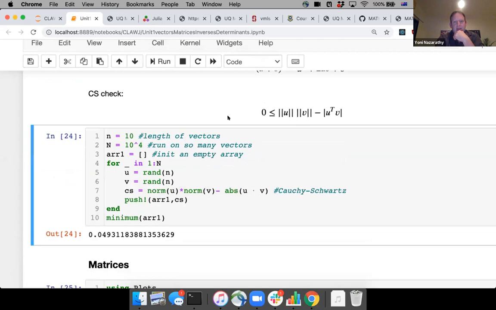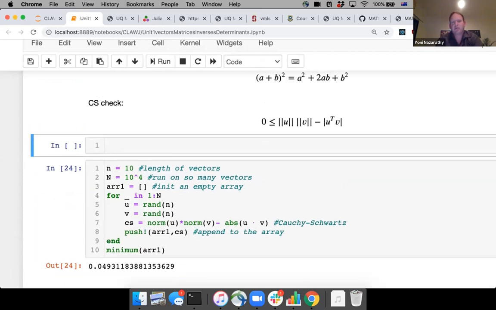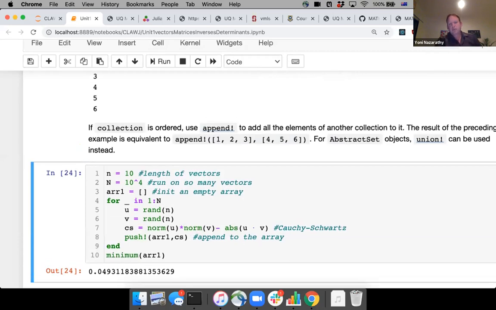Okay, so I'm evaluating the right-hand side, normal U times normal V minus the absolute value of the inner product, and that's CS. And then line 8 is, you know, append the array. Now, exclamation marks in Julia, this bothers a lot of people. Exclamation mark in this case is part of the function name. So you can look at the function push, exclamation mark, and push is part of its name.